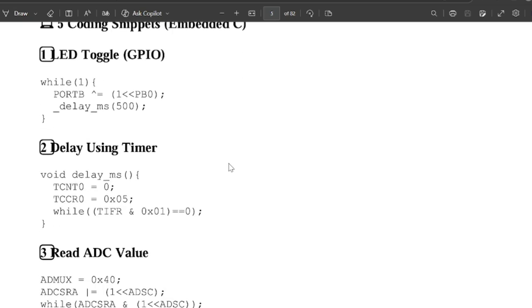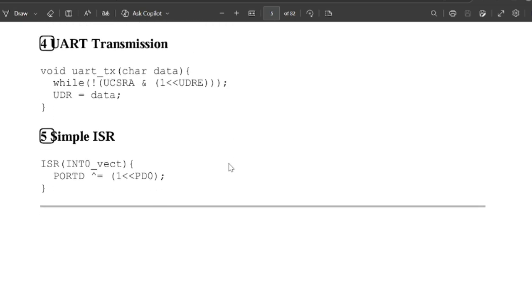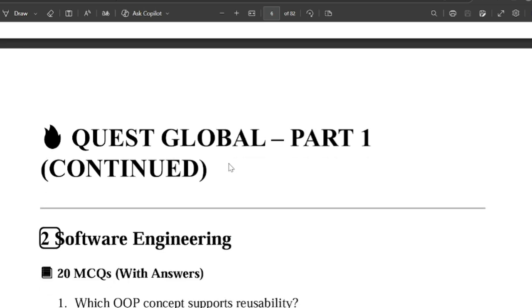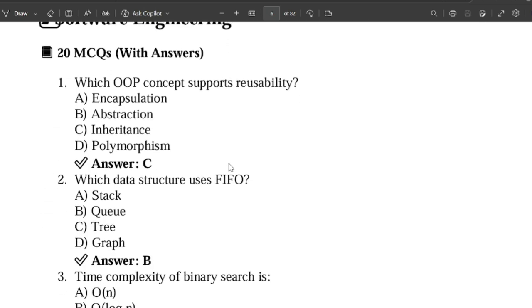Which memory is faster? Cache. And the coding snippets you can see, or you can take the PDF from me to prepare wisely. The number is given in the video.